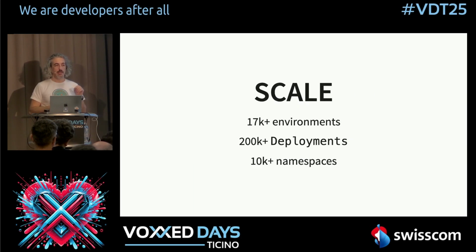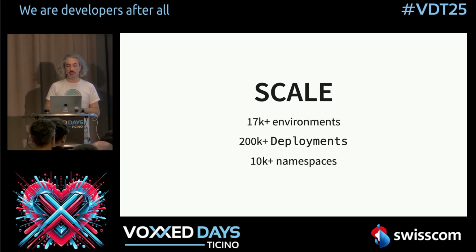Our scale is, this is probably a bit old, a month or 2 old. We have 70,000 of these AEM environments. This translates to over 200,000 deployment objects in Kubernetes, and more than 10,000 namespaces across all these 50 clusters.